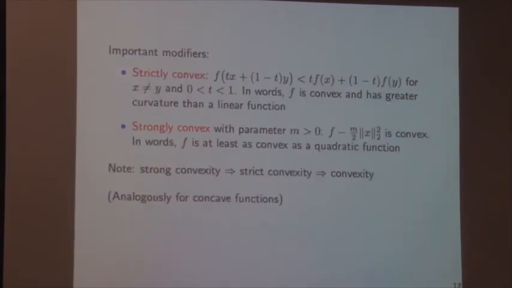Sorry? Could a function be strongly convex when m is equal to half, but not when m is equal to 1? Yes. So m is the strong convexity parameter for the function. So yeah, it's paired with the property of being strongly convex. So we'll say a function is m strongly convex.